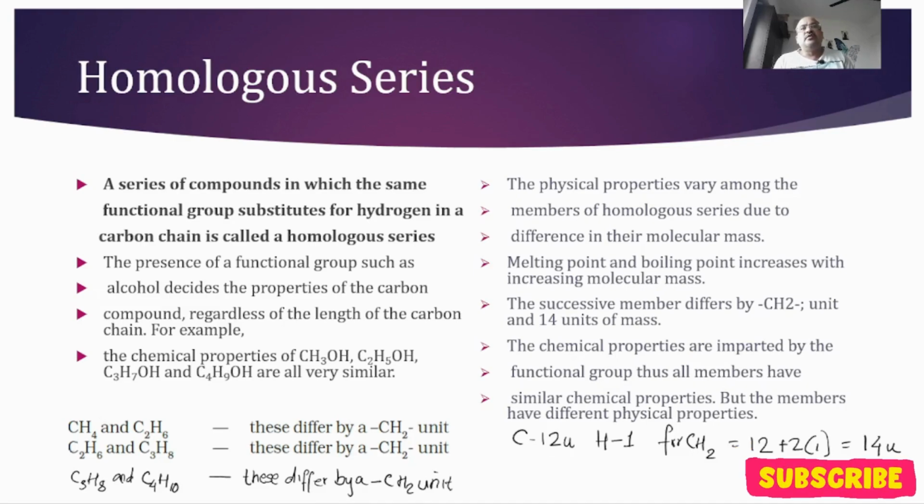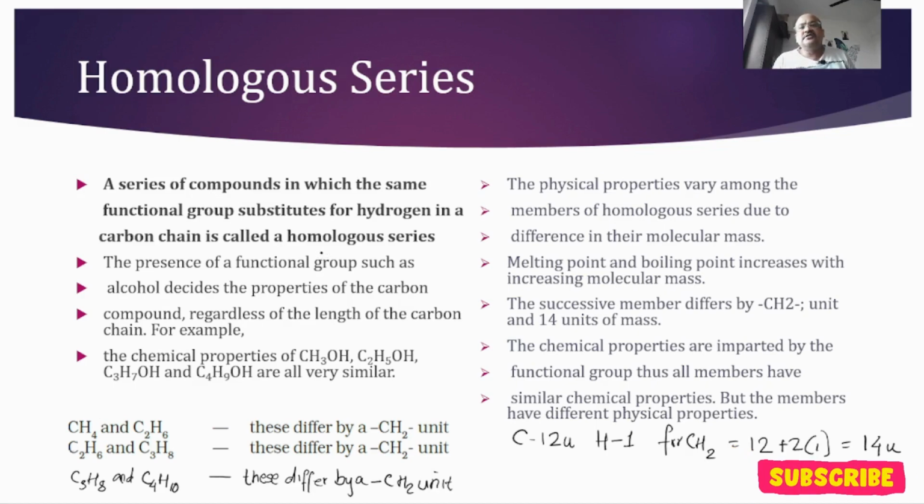Now, what is a homologous series? A homologous series is a series of compounds with a similar functional group. The functional group attached to these compounds imparts similar chemical properties to the whole group. Let me give an example for this.